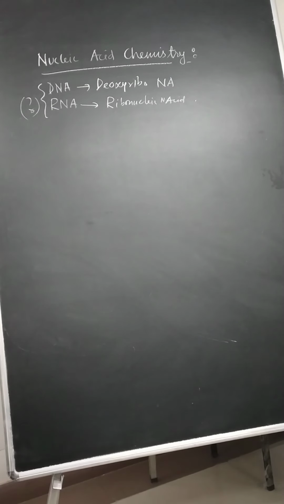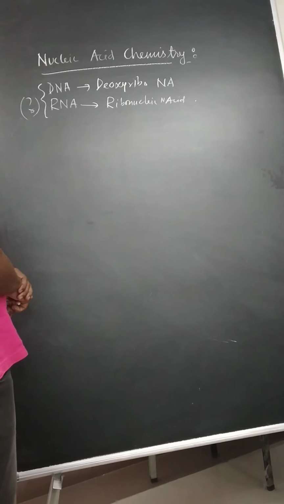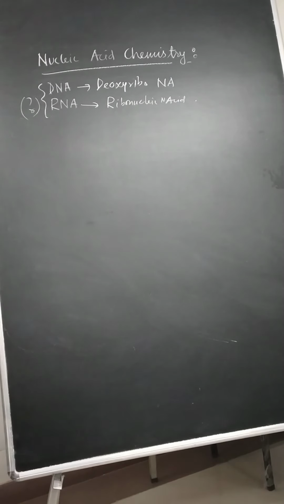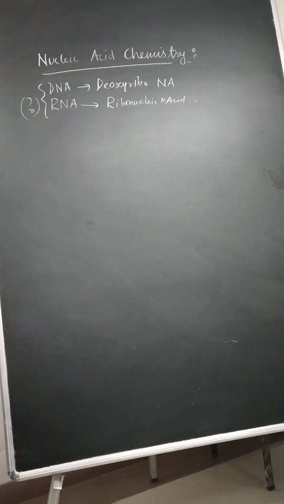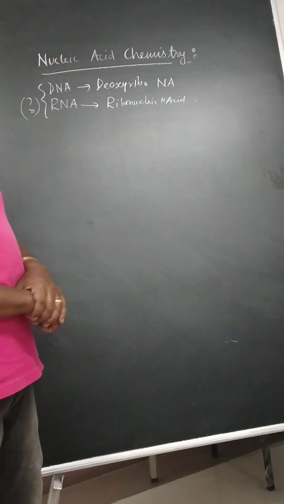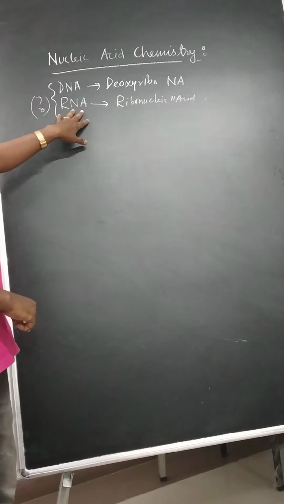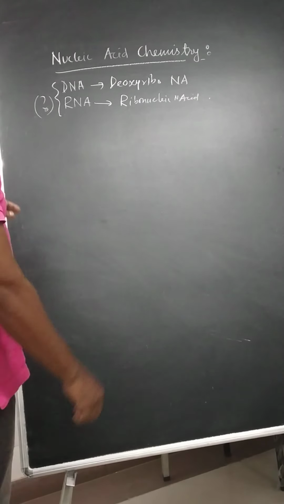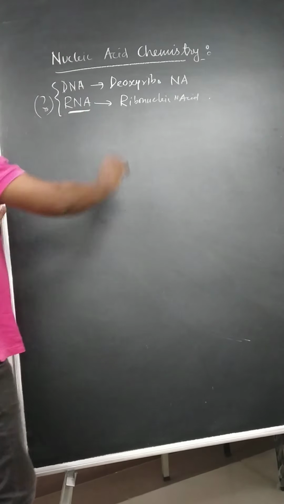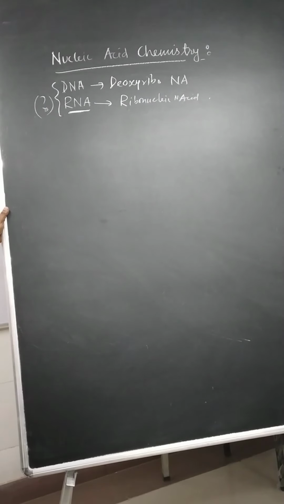Now, as you know, DNA and RNA are the genetic materials of different organisms. So you have to know the composition of DNA and RNA, how they are formed, and where they stay in the cell. DNA stays in the chromosome, and RNA in different forms, in the forms of tRNA, mRNA, rRNA, at different sites of the cell. So you have to know the composition of DNA and RNA.